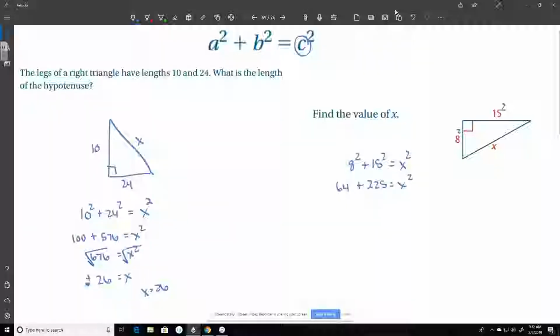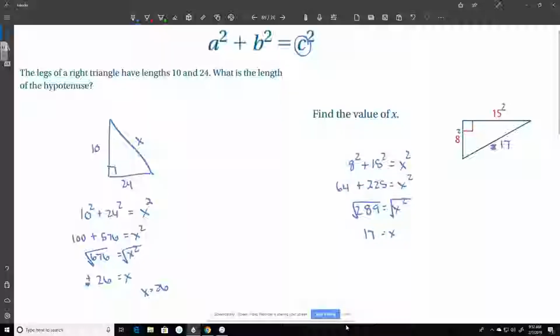64 plus 225, we're going to get 289 equals x squared. And then I need to remember to get rid of the square. So let's square root 289, and we're going to get 17 is equal to x. So that means this side is 17 long.